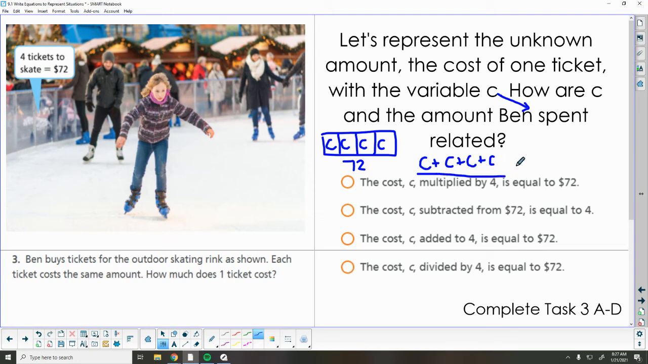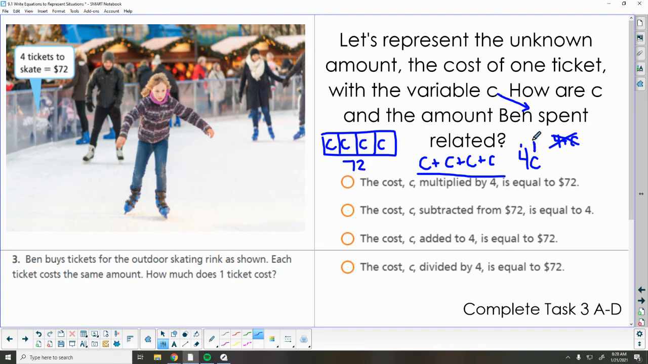So how many C's do I have? I have 4 of them, 4 C's. So we're taking 4 and we want to multiply that by C. We can't just do 4 plus C. That means $4 plus another ticket. We need 4 tickets. This was like giving them a tip of $4. So adding's not going to work.